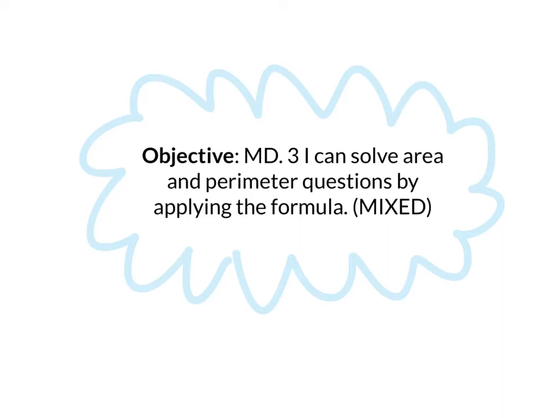Today's objective is: I can solve area and perimeter questions by applying the formula. So you've learned how to solve all different types of area and perimeter problems. Today we are going to look at all the different types of area and perimeter problems, and they're all going to be mixed up.